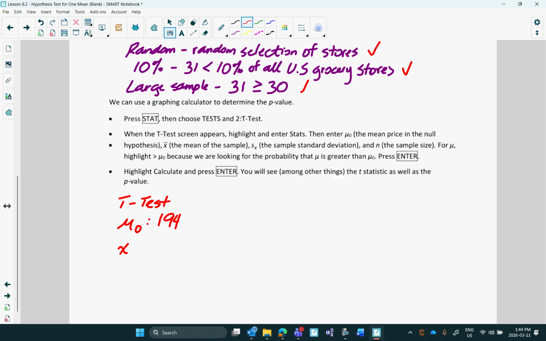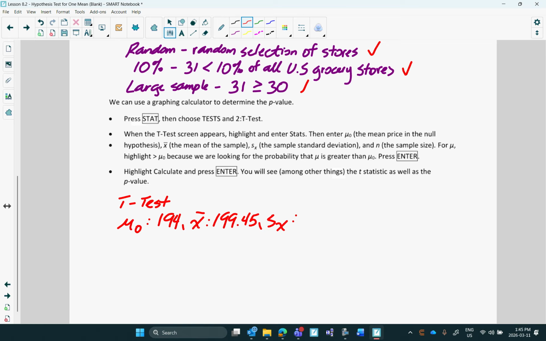What is the sample mean? Actually, I'll write it horizontally. 199.45. Standard deviation? 4.67. You sure? It's the standard deviation of the sample. Not you. You did the standard error. That's okay. What would it be? Not 1.17.